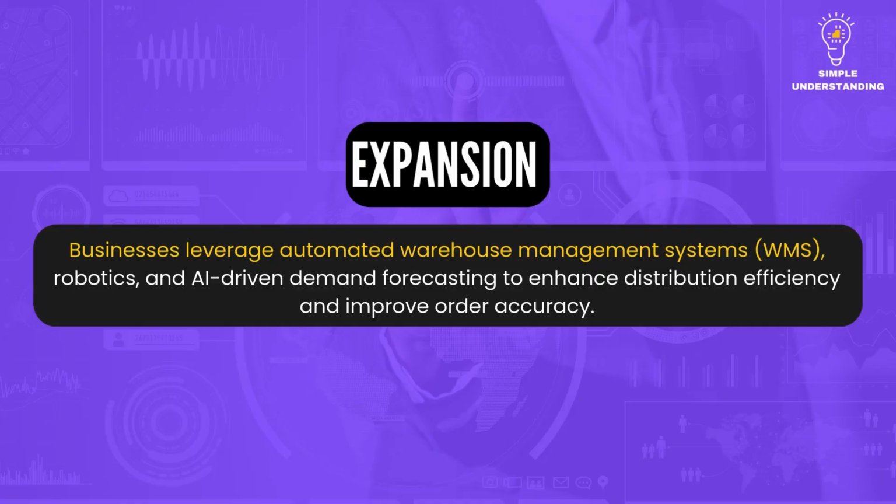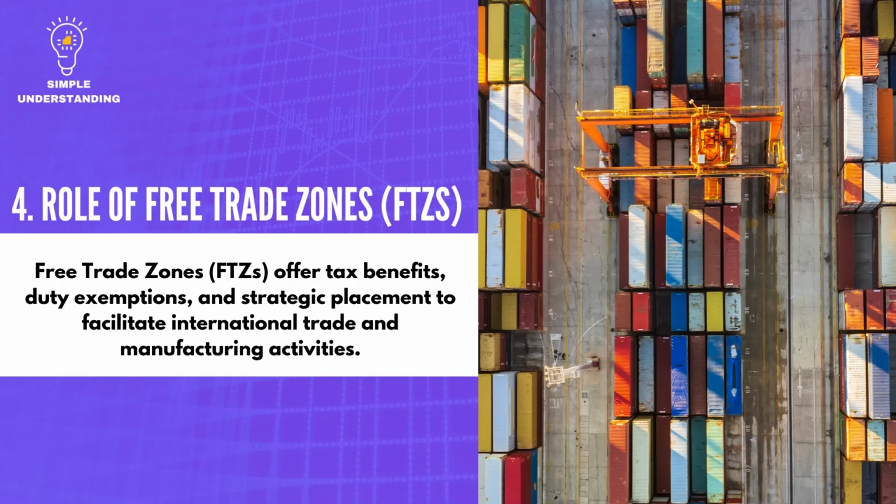Expansion. Businesses leverage automated warehouse management systems, WMS, robotics, and AI-driven demand forecasting to enhance distribution efficiency and improve order accuracy. 4. Role of free trade zones, FTZs. Explanation. Free trade zones, FTZs, offer tax benefits, duty exemptions, and strategic placement to facilitate international trade and manufacturing activities.